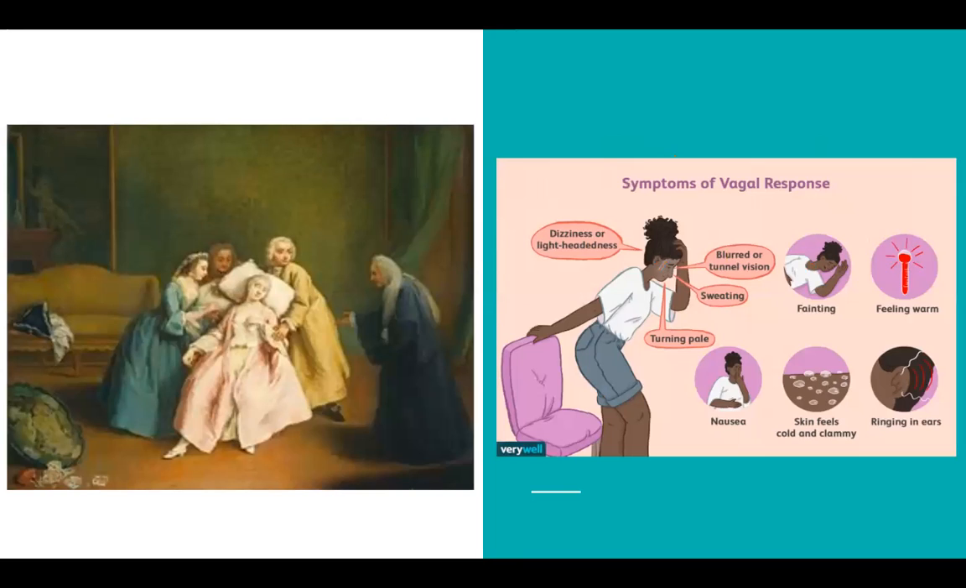In the picture on the slide, some symptoms of the vagal response are listed: dizziness or lightheadedness, turning pale, sweating, blurred or tunnel vision, nausea, fainting, skin feeling cold or clammy, feeling warm, and ringing in the ears are all symptoms of the vagal response.